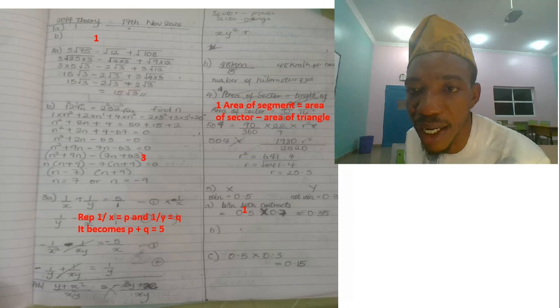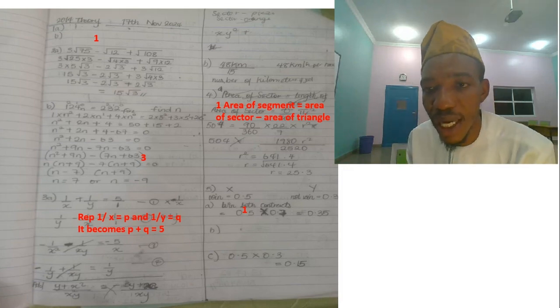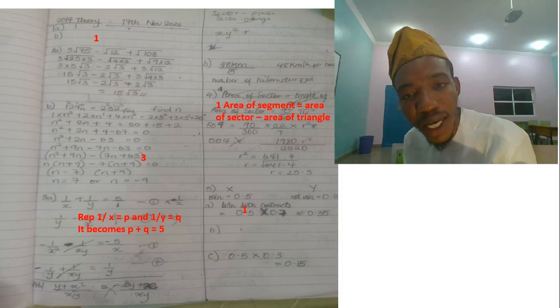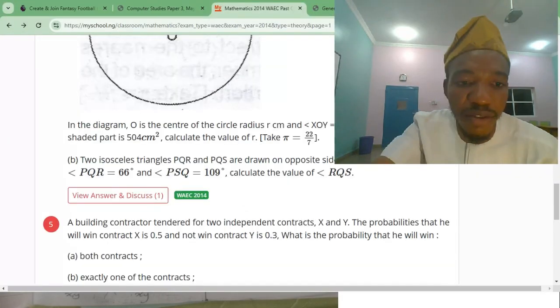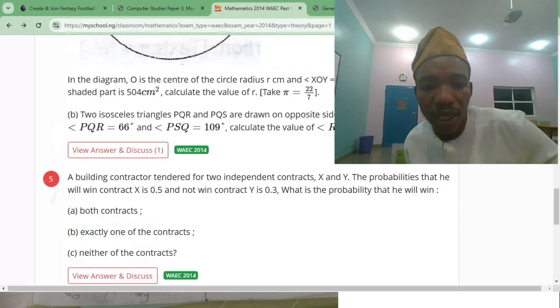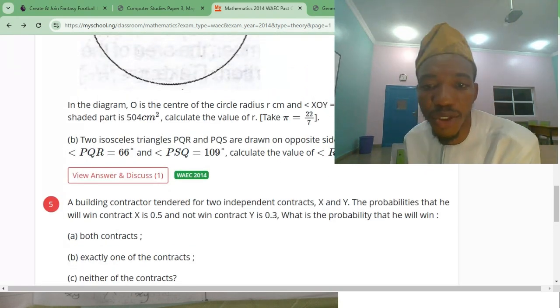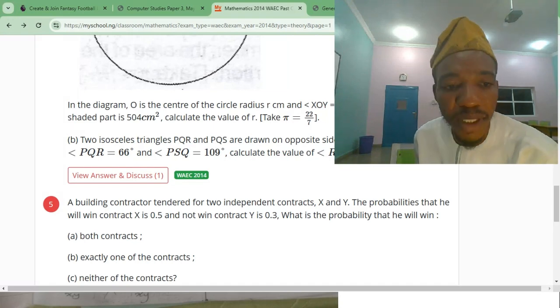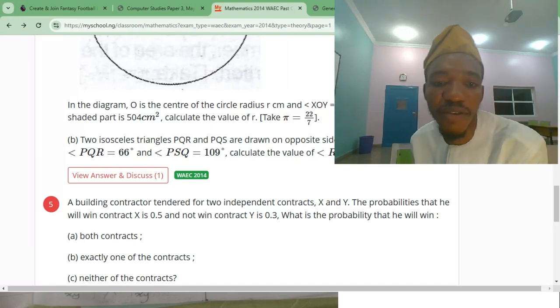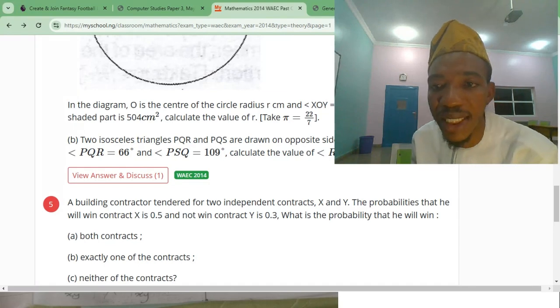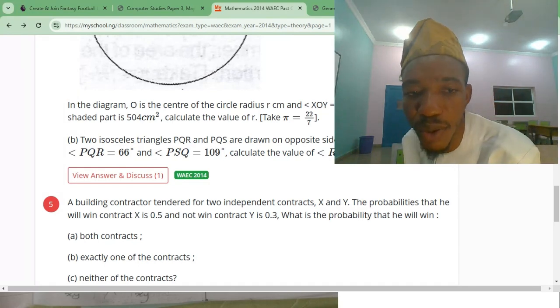I gave you 1 mark. I could have given you more, but I expect you to be able to get this since we have done this. Now, for the last question in this part, which is number 5. Okay, so you said a building contractor tendered 2 independent contracts, X and Y. The probability that you win X is 0.5, and the probability that you do not win Y is 0.3. What's the probability that you will win both contracts?